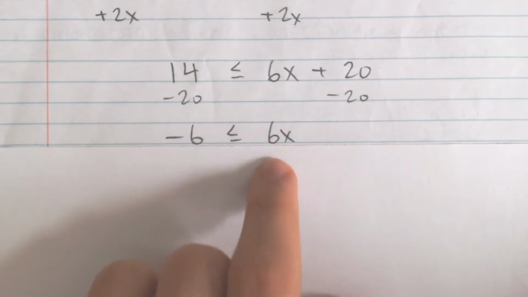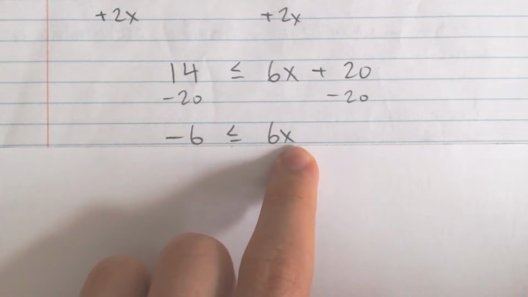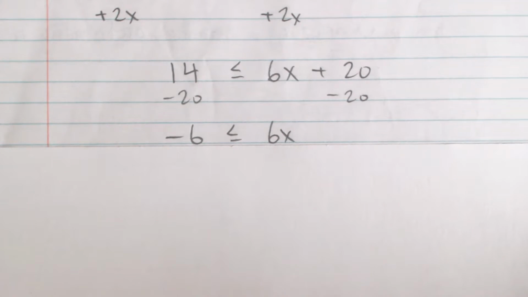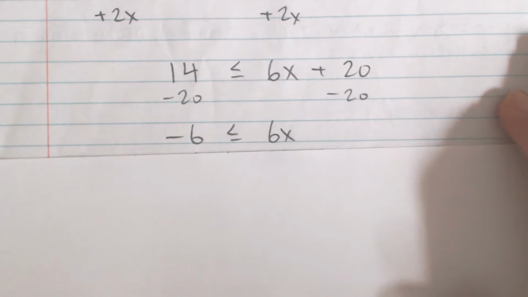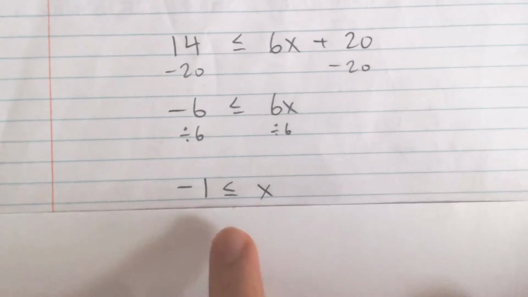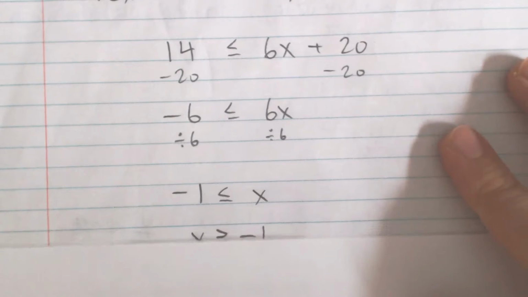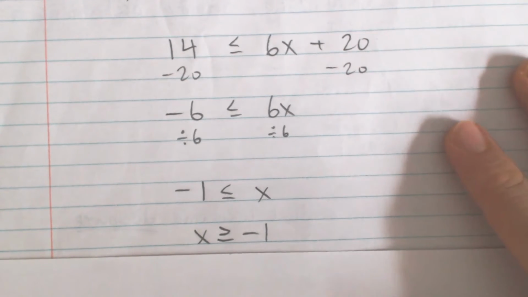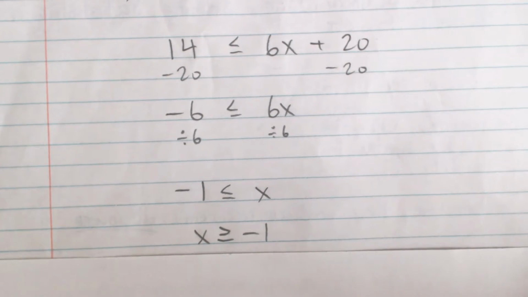And so finally, to isolate x, you can see 6 is being multiplied by x. So we want to do the opposite, divide by 6. And so on the left, we have negative 6 divided by 6, which is negative 1. And so that's less than or equal to x. In other words, x is greater than or equal to negative 1. So that's our final answer.